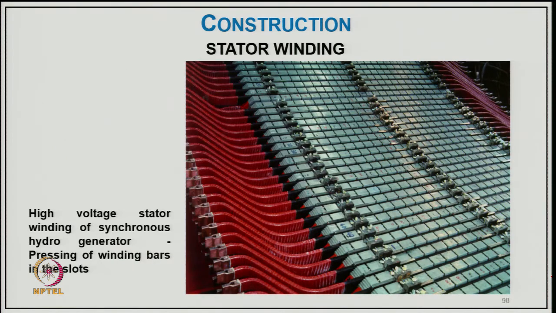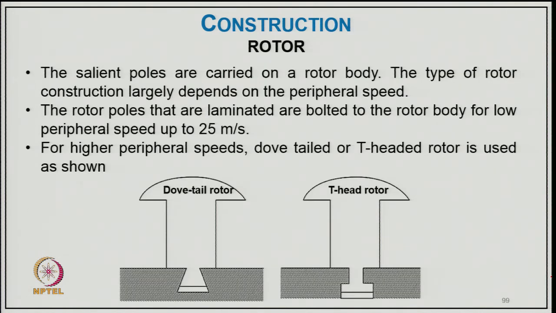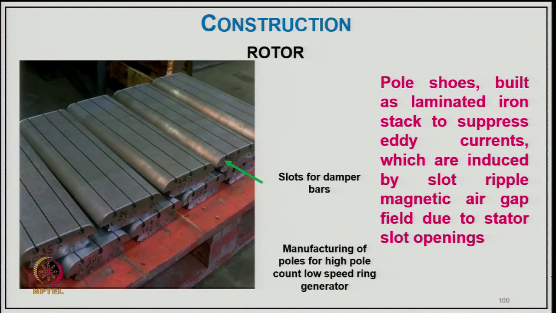Then you can see the winding of the high voltage stator winding of a synchronous generator, hydro, pressing the winding parts in the slot. Now coming to the construction of the rotor, you can call it shell and poles carried out on the rotor body. The type of rotor construction largely depends on the peripheral speed. Rotor poles that are laminated are bolted on the rotor body for low peripheral speed of 25 meters per second. For high peripheral speed, a dovetail or T-headed rotor is used.